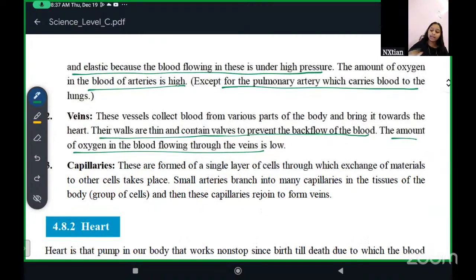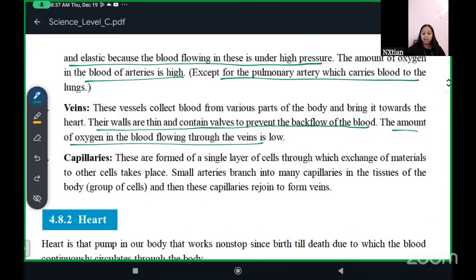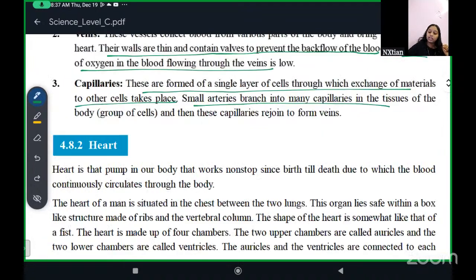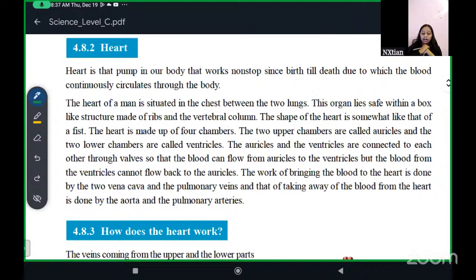Next, we have the capillaries. These are formed of a single layer of cells, through which exchange of materials with other cells takes place. Small arteries branch into many capillaries in the tissue of the body, and then these capillaries rejoin to form veins. Then we have the heart.